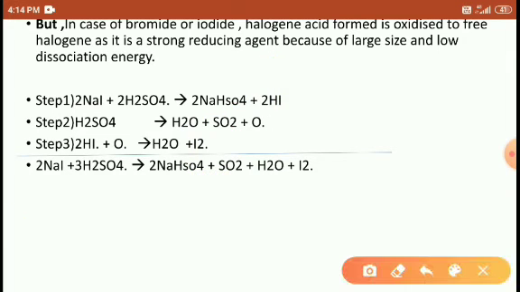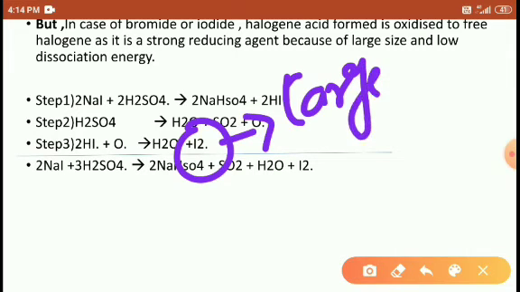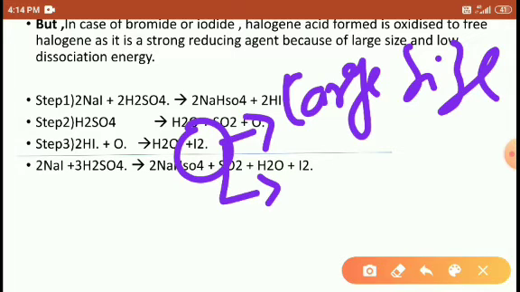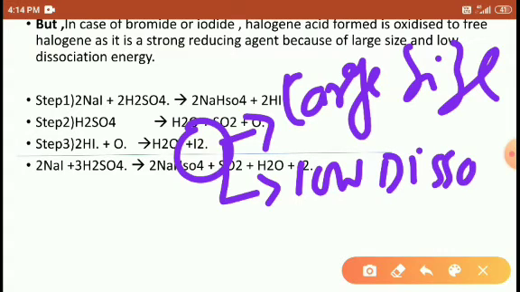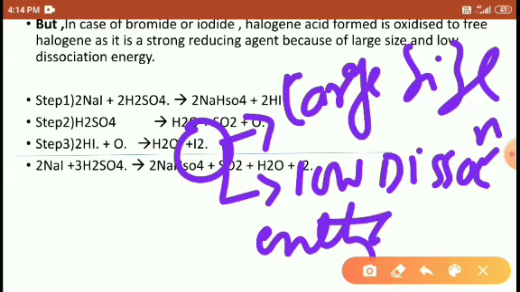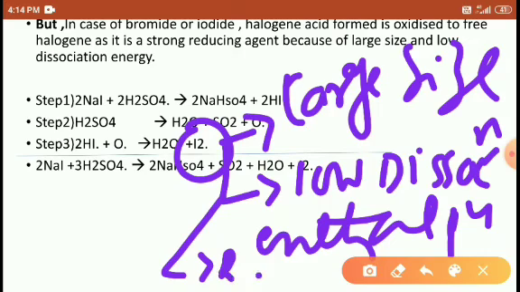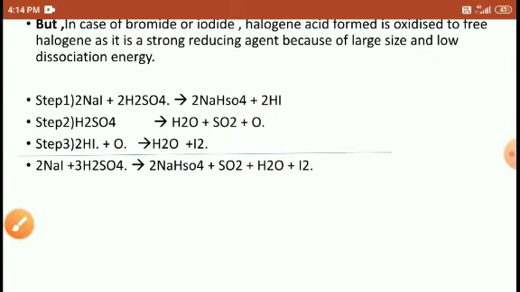Why is iodine a strong reducing agent? Because of its large size, and the second point is its low dissociation enthalpy. That's why it acts as a strong reducing agent. Understood, students? I hope you understood.